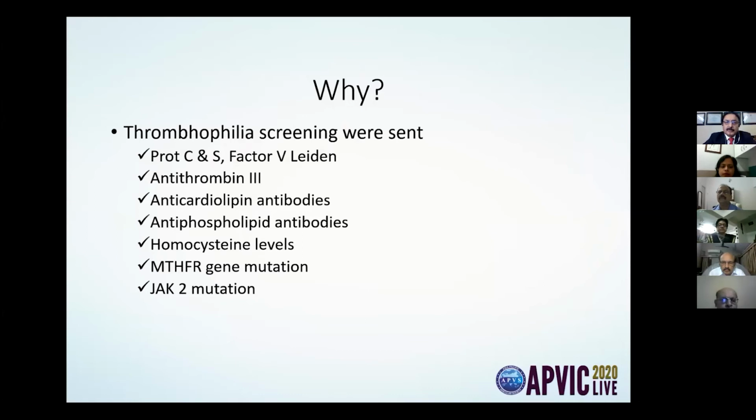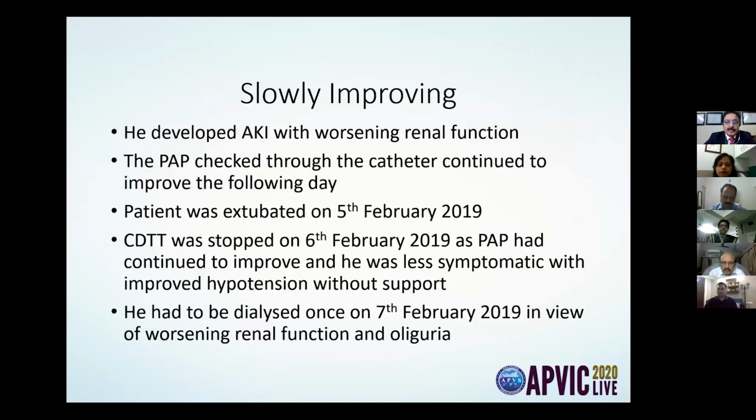We did a thrombophilia screening, as Dr. Khanna was asking. We did protein C, protein S, factor V Leiden, antithrombin III, cardiolipin antibodies, antiphospholipid antibodies, homocysteine levels, MTHFR mutation, and JAK2 mutation. What we find in most of our patients, the most common mutations are the MTHFR mutation, which is methylene tetrahydrofolate reductase mutation, and hyperhomocysteinemia. These are the most common things which you find in our Indian population.